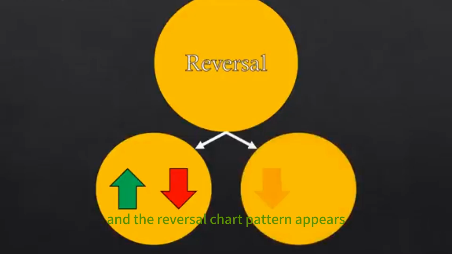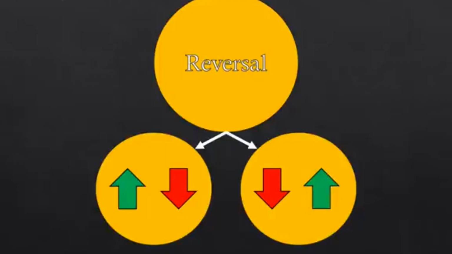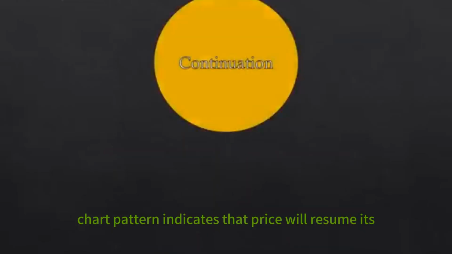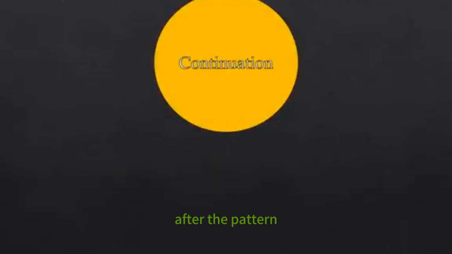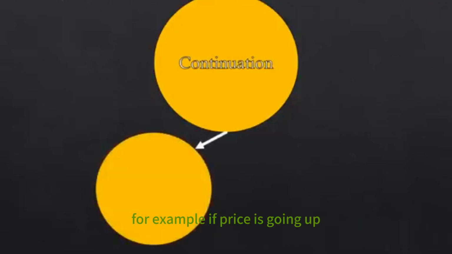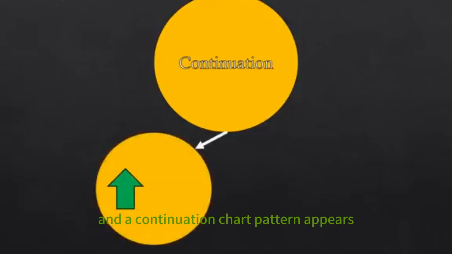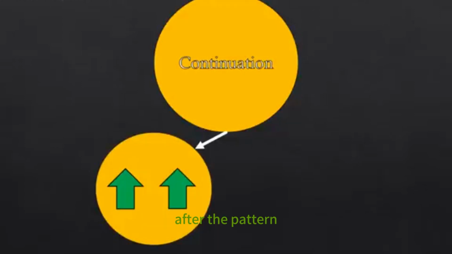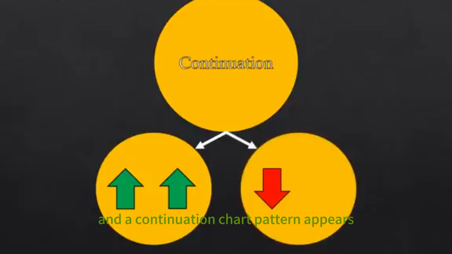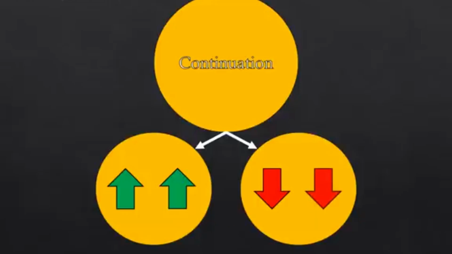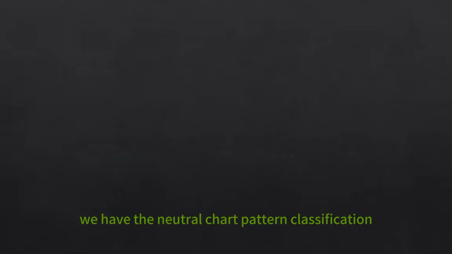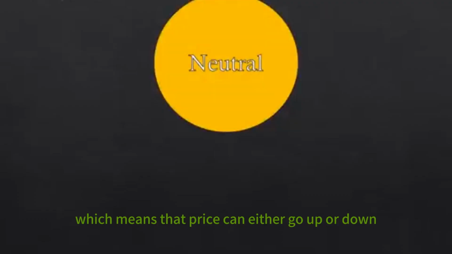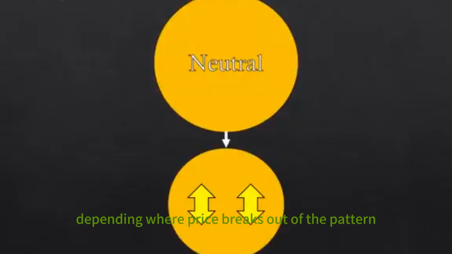If price is going down and a reversal chart pattern appears, it means that price will go up after the pattern. The continuation chart pattern indicates that price will resume its current direction after the pattern. For example, if price is going up and a continuation chart pattern appears, it means that price will continue going up after the pattern. By the same token, if price is going down and a continuation chart pattern appears, it indicates that price will continue going down after the pattern. At last, we have the neutral chart pattern classification, which means that price can either go up or down depending where price breaks out of the pattern.